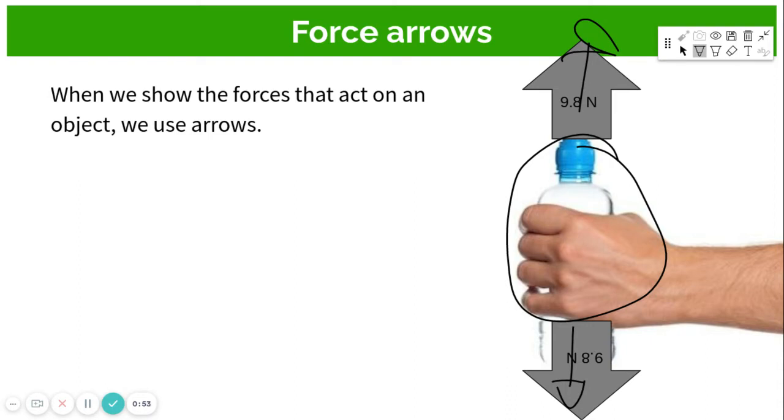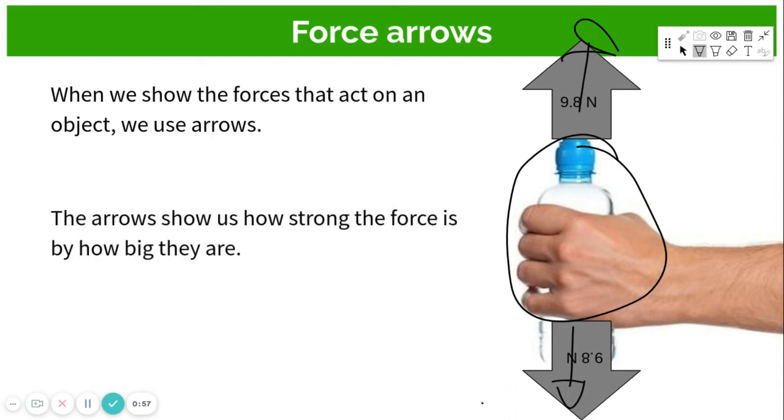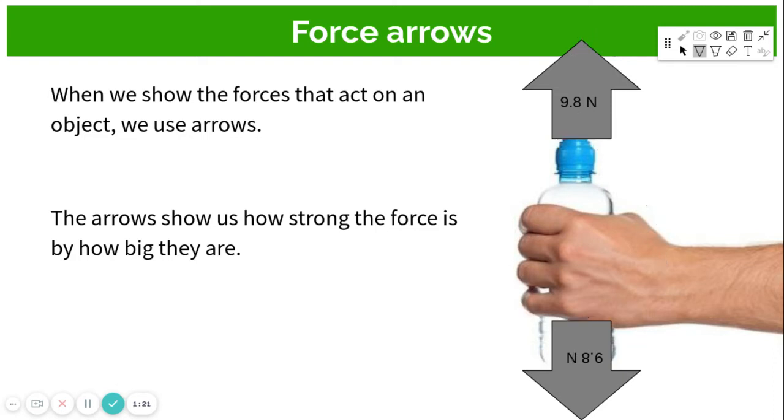Okay? Now the first thing we need to know about these arrows is that the arrows show us how strong the force is by how big they are. So you can see this arrow is 9.8 newtons and this arrow is 9.8 newtons. If you look at the size of the arrows, they are the exact same. If I made the arrows bigger, it would mean there would be more magnitude, a bigger number of newtons pushing up or down. So the size of the arrow tells us the magnitude of the force.